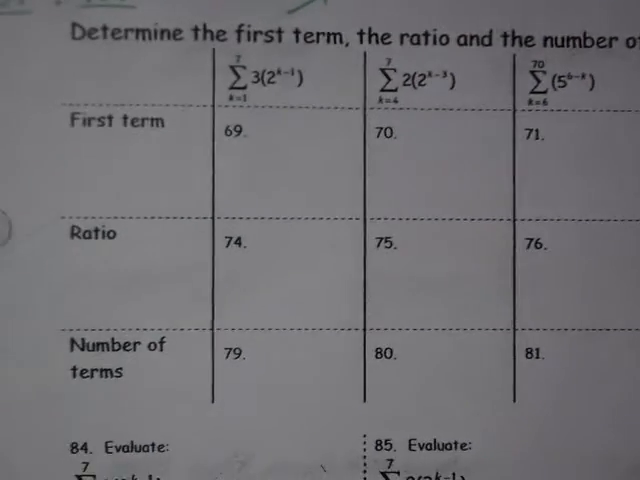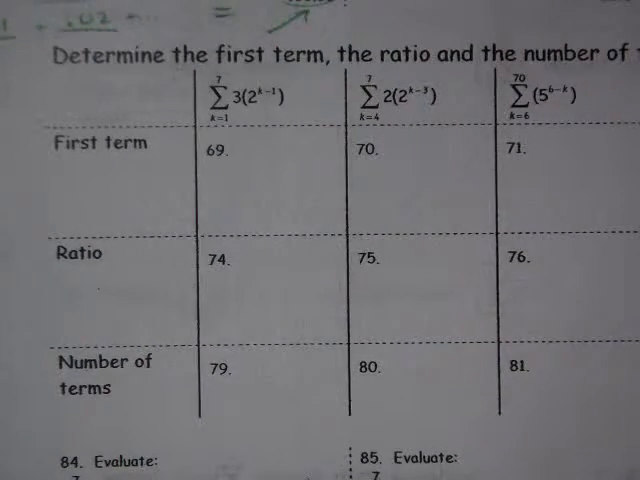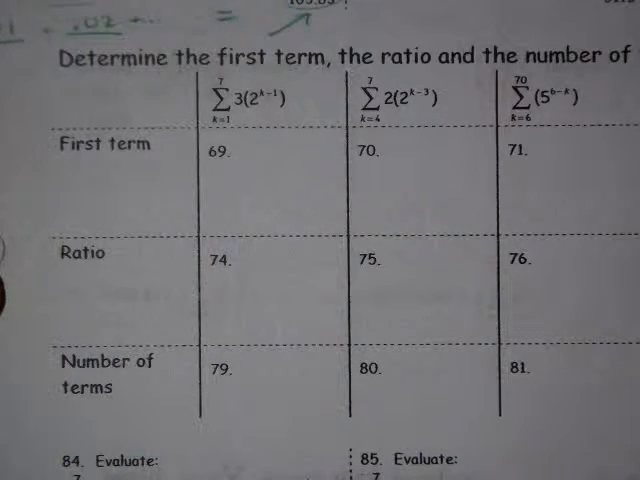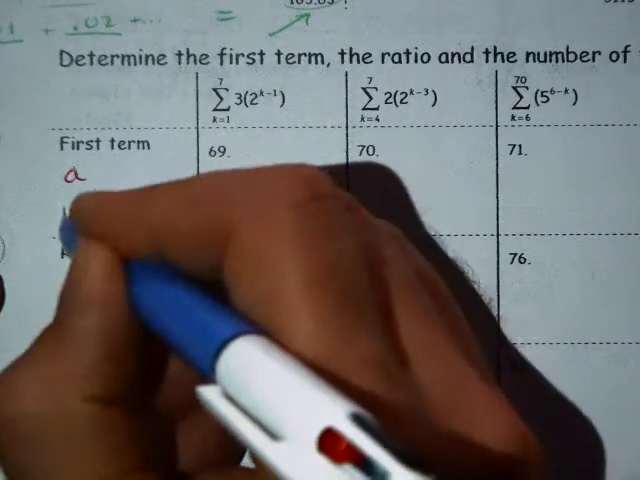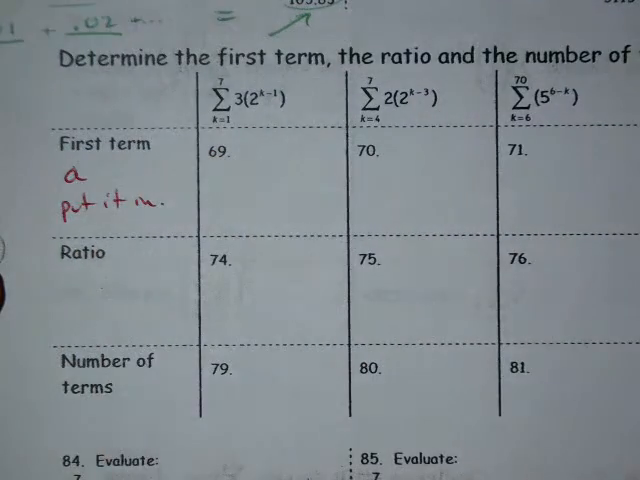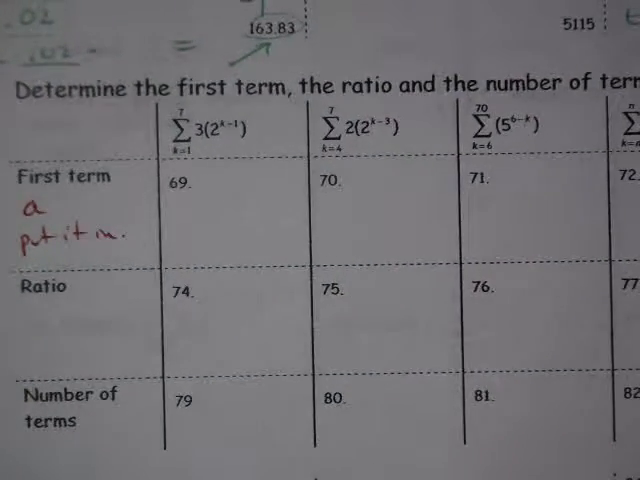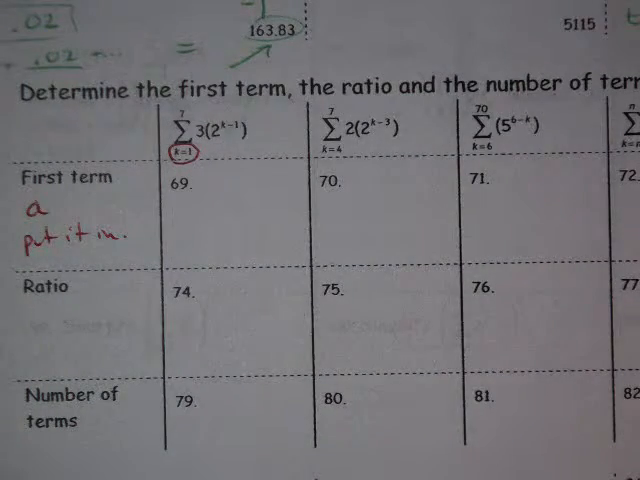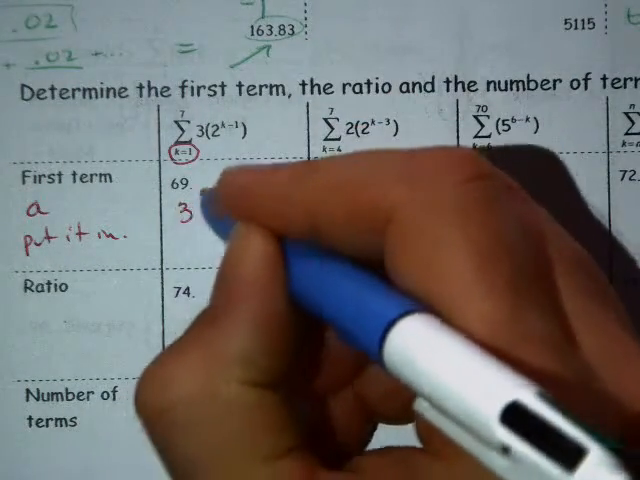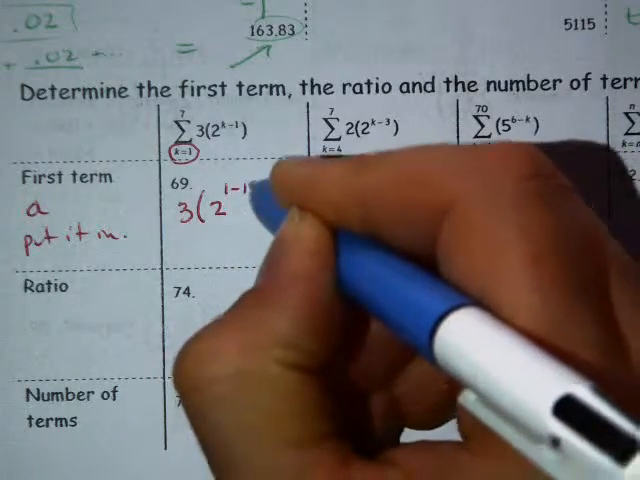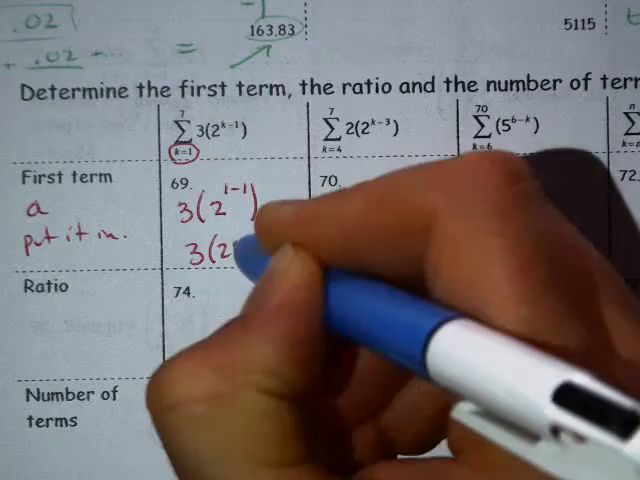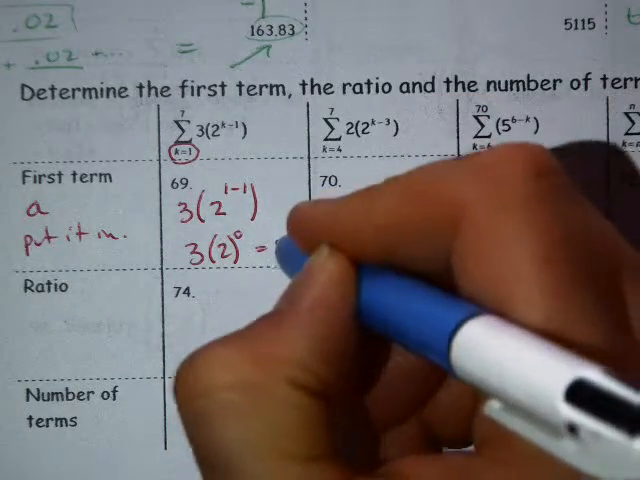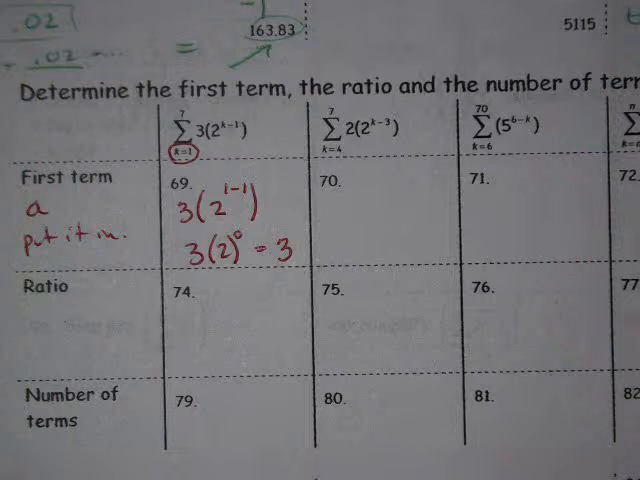Let me just walk you through the next table here. How do we find the first term? I'm going to keep using red. I think it shows up better. How do we find our first term? Well, that's A. Just put it in. So just put in your first value. So here in this case we're going to be putting in K is 1. So it's going to be 3 times 2 to the 1 take away 1, which is 3 times 2 to the 0, which is just 3.